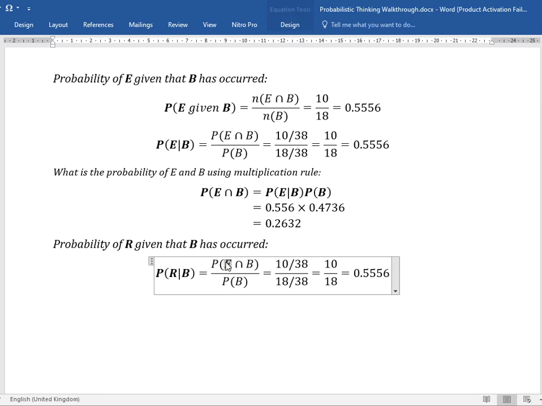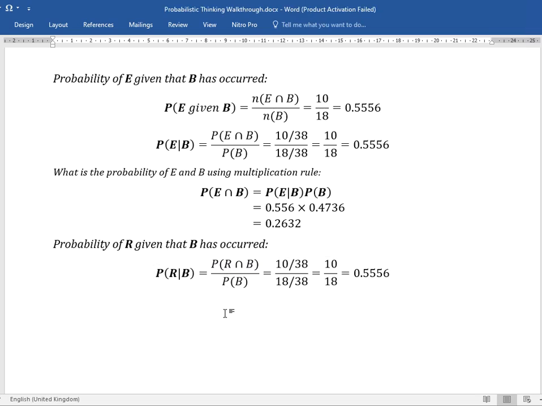And change this to R. We cannot compute a probability for R, given that the ball lands in B, because R is not contained in B. R is not contained in B.